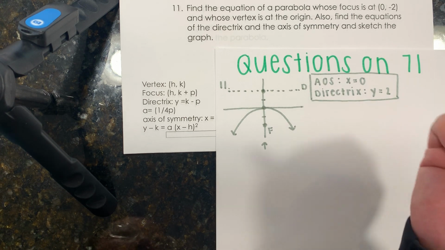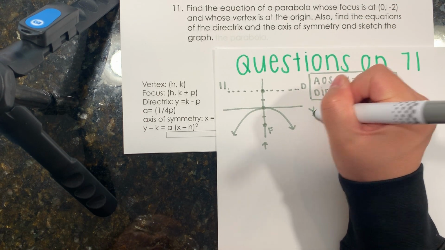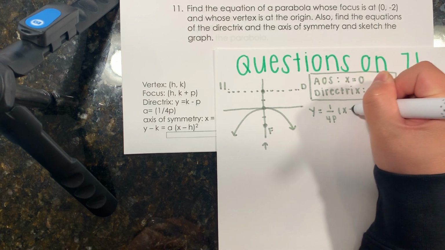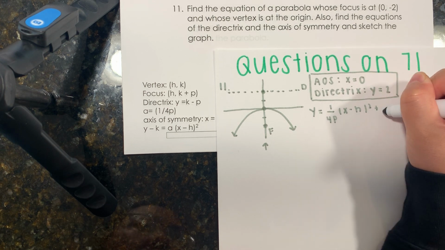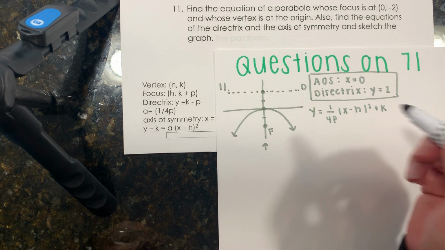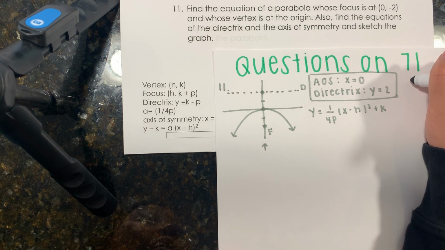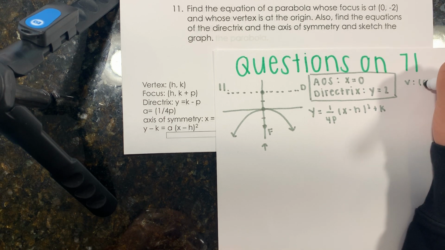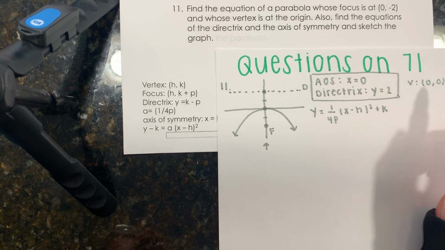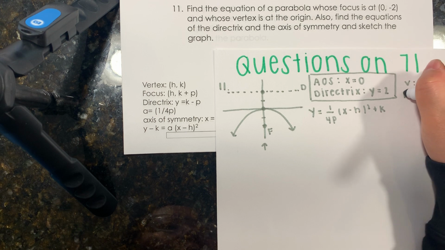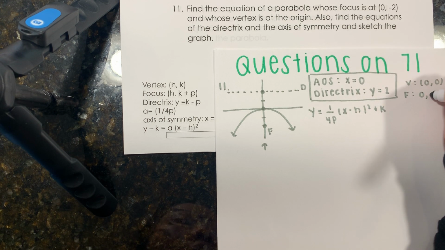So the last thing we have to do is find our equation of the parabola, which will be in the form y equals 1/4p times x minus h squared plus k. Now, this h and k is actually just going to be the coordinates of the vertex. So our coordinates of our vertex are 0, 0. So I already know that h and k are going to be 0 and 0. The only thing I need to solve for is what p is equal to, and we can get that from our focus. So our focus is 0, -2.